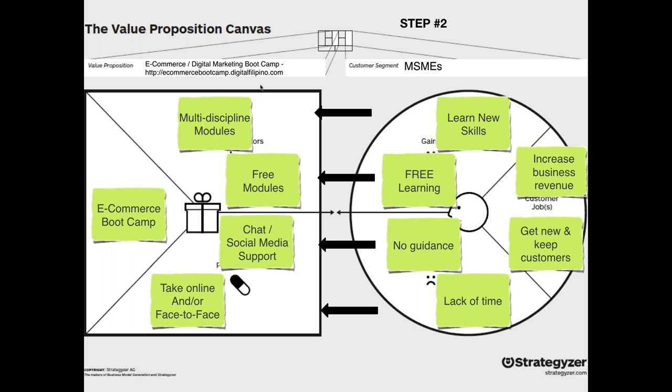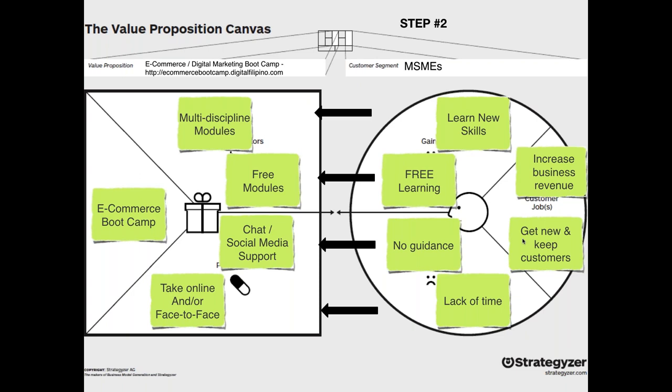In the business model canvas, in order for you to identify your customer segment and your value proposition, normally you start with a value proposition canvas like this one. In this example, I'm showing you my value proposition canvas for the e-commerce bootcamp. I asked my students to do almost the same. For example, if my customer segment is an MSME, if I simplify the job of an MSME into two things, their primary job is to increase their business revenue, to get new customers and to keep customers.